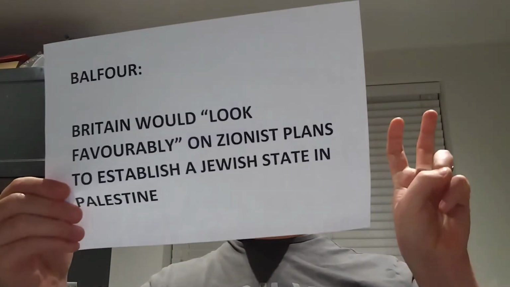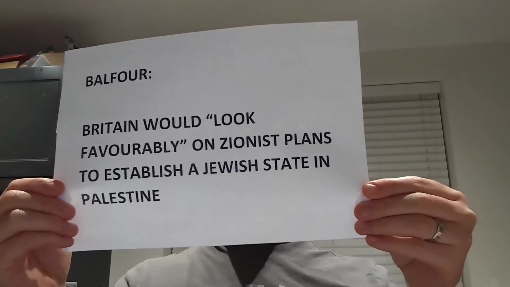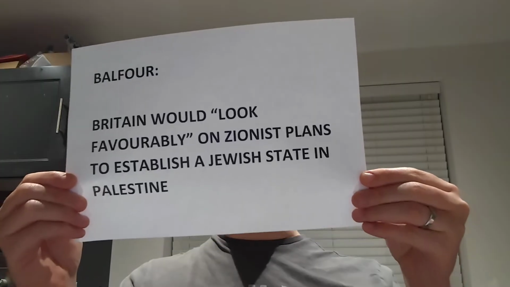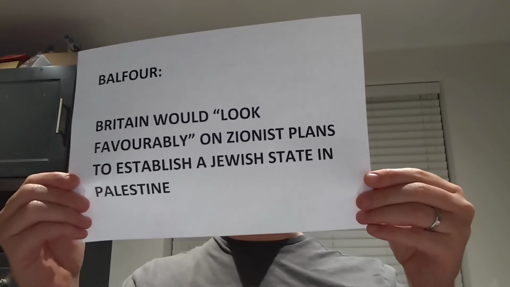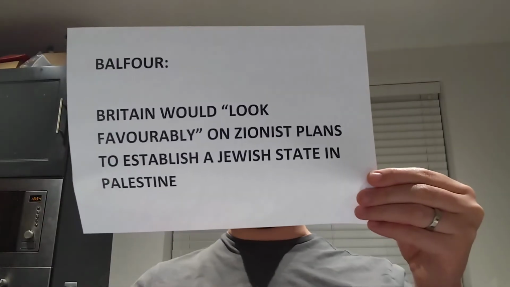And the Balfour Declaration, I've got a card to show you in a second, stated, or Balfour said in his letter, that Britain would look favourably upon Zionist plans in Palestine. So this is the third agreement in 3 years, and this one contradicts the others as well. Because clearly there, Balfour is saying, look, if the Zionists want to establish a Jewish state in Palestine, we're okay with that. We look favourably on it.